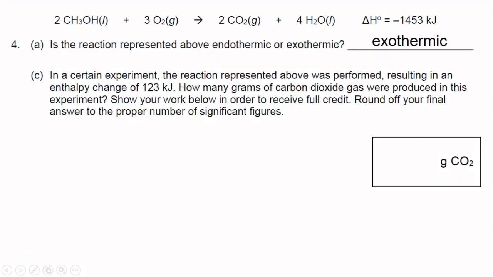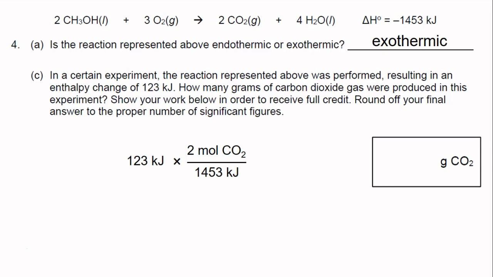In part C of this question, we are given experimental conditions in which 123 kilojoules of energy is released. And we have to convert this into grams of carbon dioxide gas. So based on the balanced chemical equation and 1453 kilojoules of heat released, our first conversion factor is going to put kilojoules on the bottom and moles of carbon dioxide on the top.